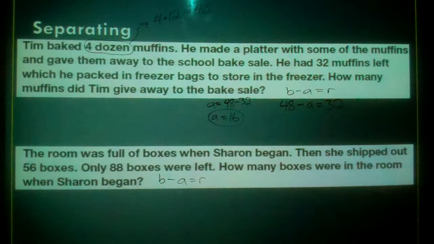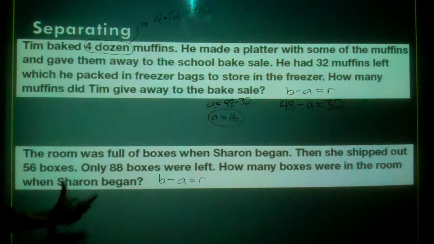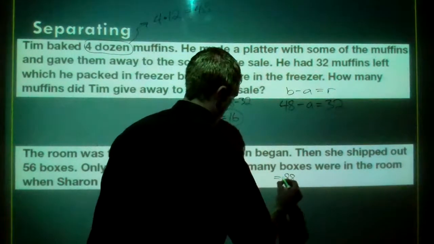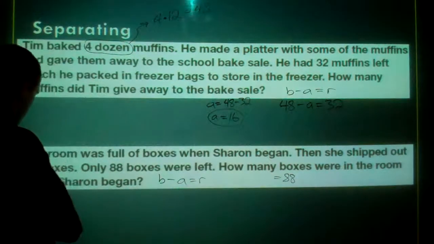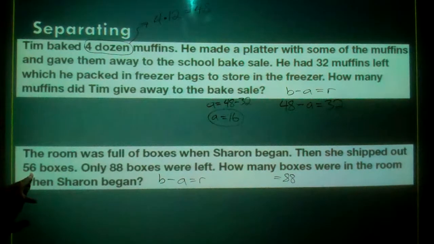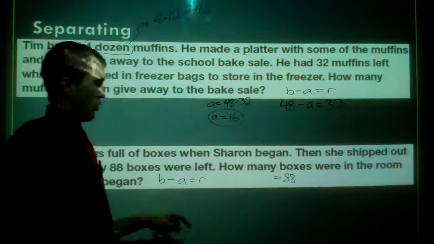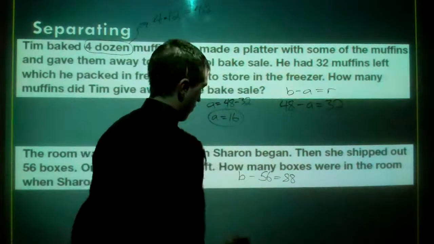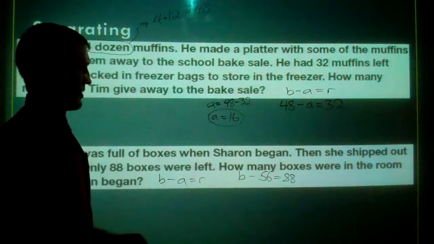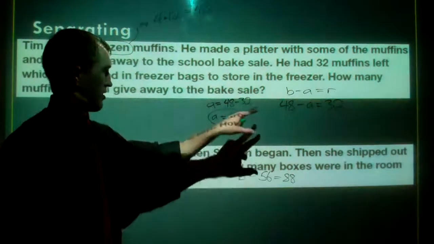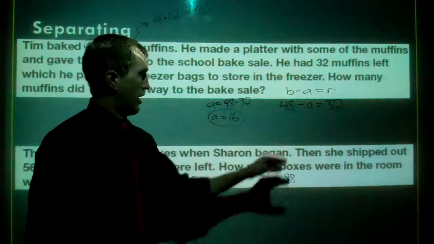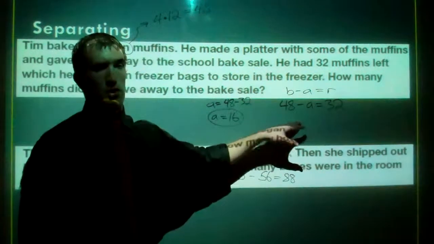Excuse me. It says she shipped out 56 and then 88 were left. So 88 remain. That's not on the right side of our equation here. And she shipped out 56. So 56 is what went away. And we're trying to figure out that beginning amount. Now here's the difference between this problem and this problem. Here we're subtracting a number from the variable. Here we were subtracting a variable from the number.